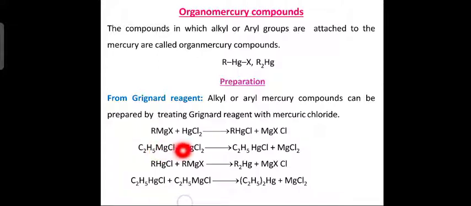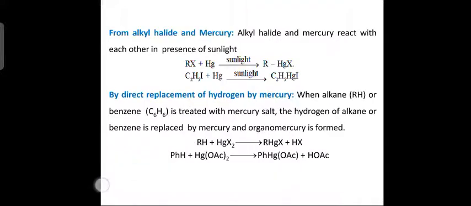RHgCl, another example RMgX. Okay, RMgX. You get R2Hg, MgXCl. So, example is R, you consider ethyl group, and then here also R you consider ethyl group. Therefore, you get diethyl, (C2H5)2Hg, plus MgCl2.